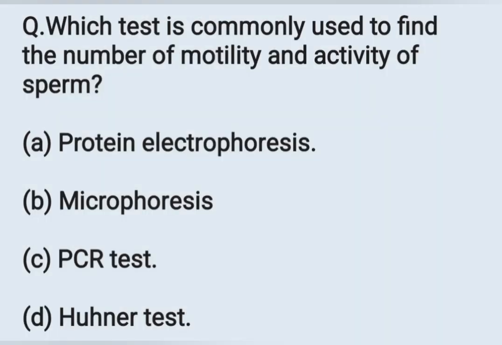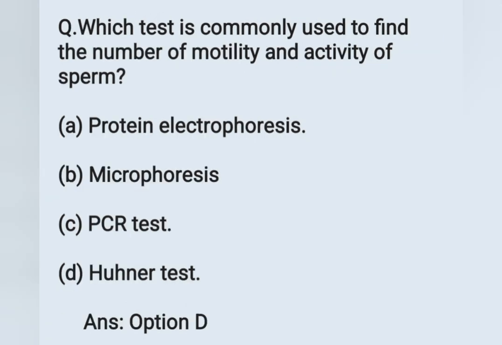Move on to the next question. Which test is commonly used to find the number, motility and activity of sperm? Options. Option A protein electrophoresis, option B microphoresis, option C PCR test, option D Herner test. The test used to find out the number, motility and activity of sperm is the Herner test. Option D is the correct answer.